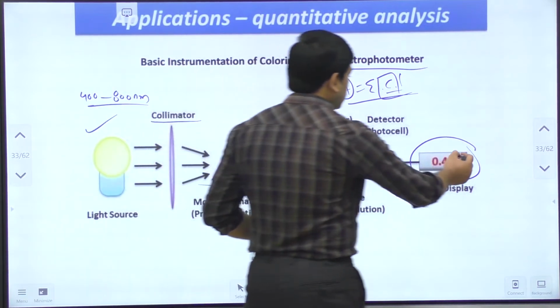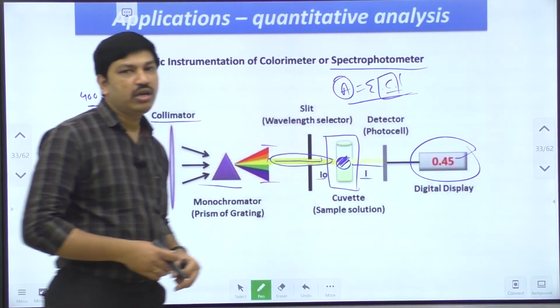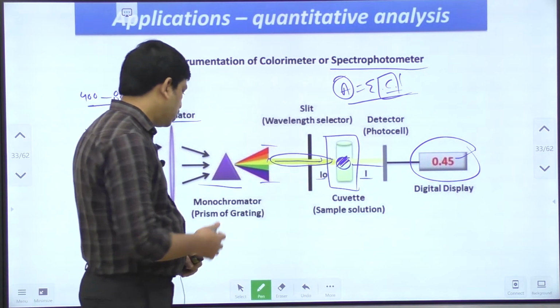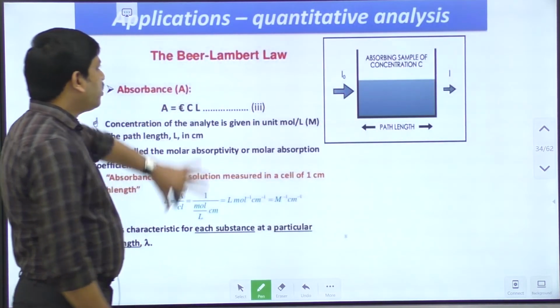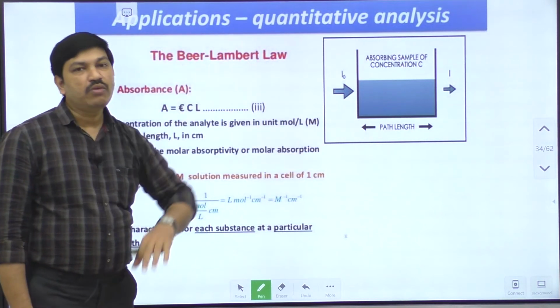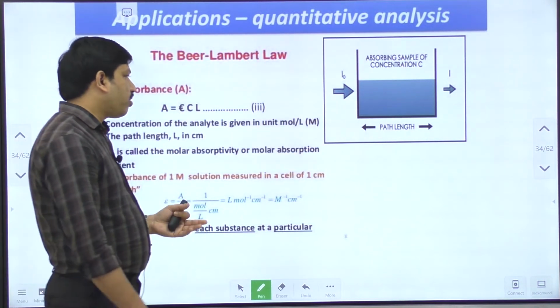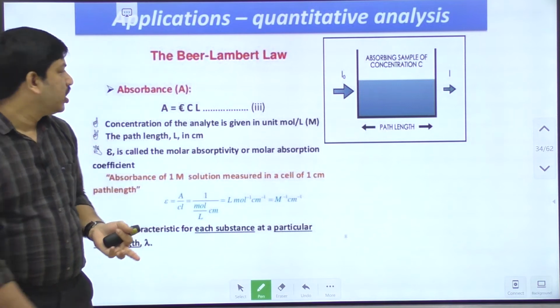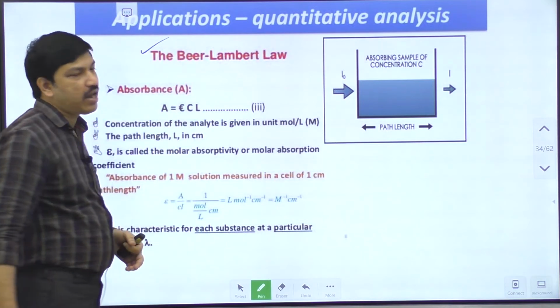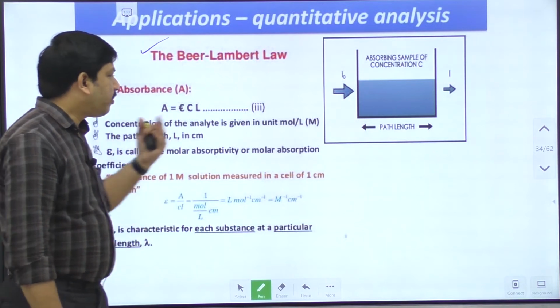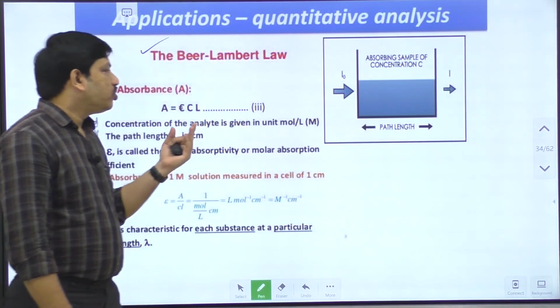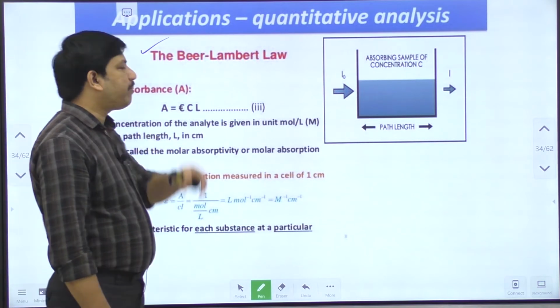So by using these absorption values we can measure the concentration of an unknown solution. We will see that by taking an example. The main principle involved in colorimetry or UV-visible spectroscopy is nothing but Beer-Lambert's law. We already discussed this point in previous sessions also. The main principle involved in UV spectroscopy is Beer-Lambert's law.